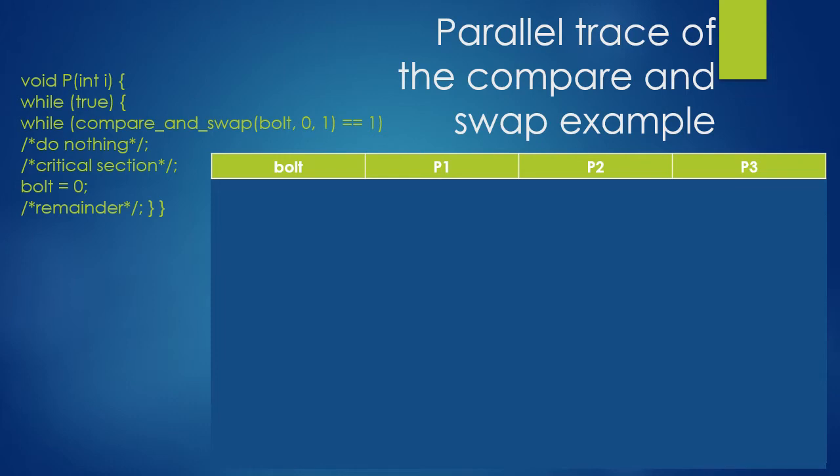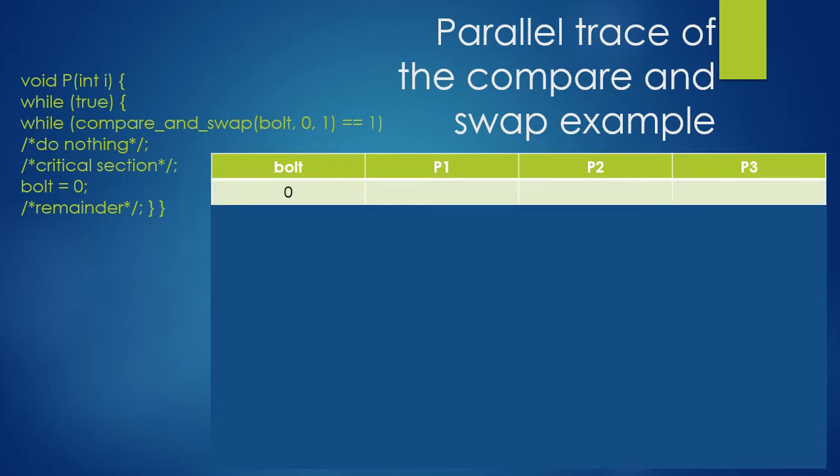This is the table that I make for my students on the whiteboard. This is called a parallel trace. This parallel trace is for the same example that I just enumerated for you. On the top left, I have the code of each of the processes. I have removed the global variable declarations and the main program due to lack of space. When we begin, bolt is 0.